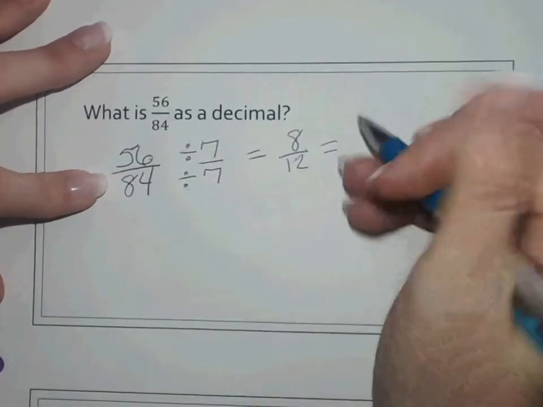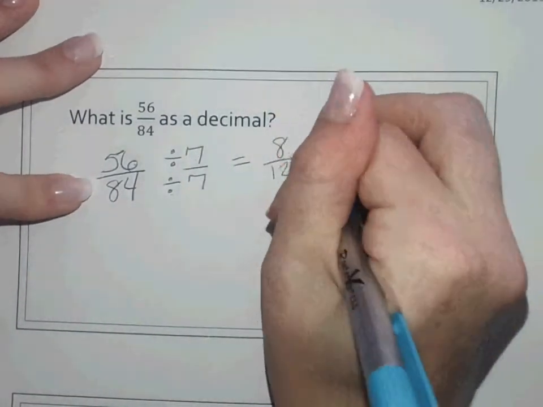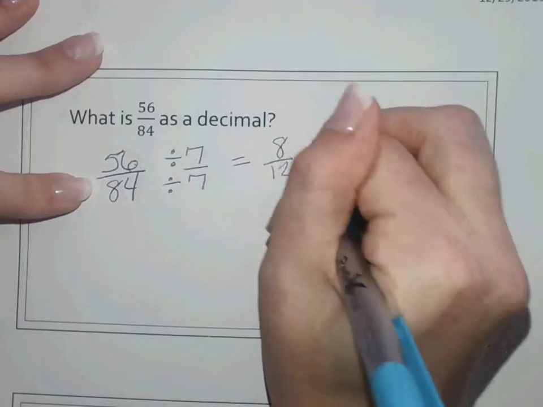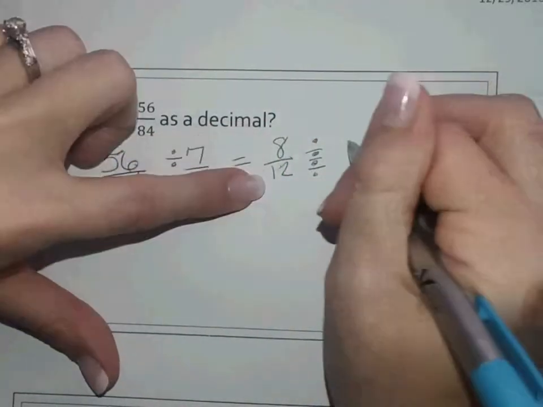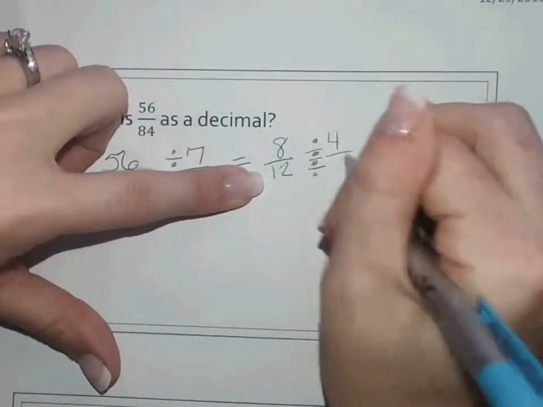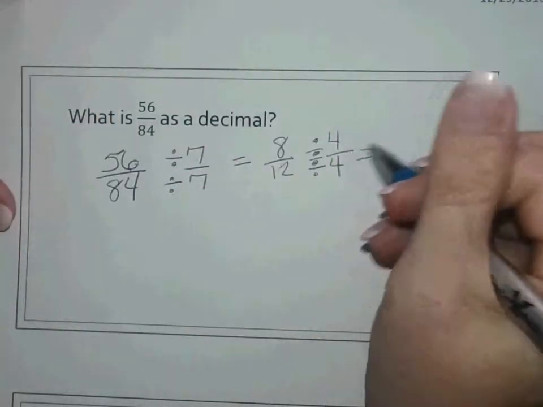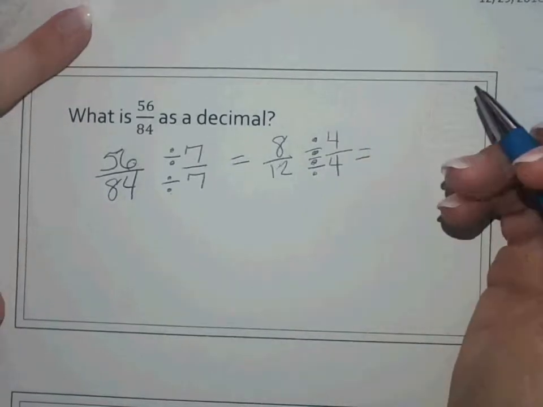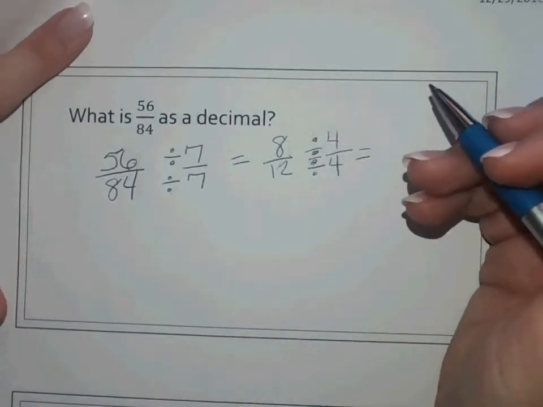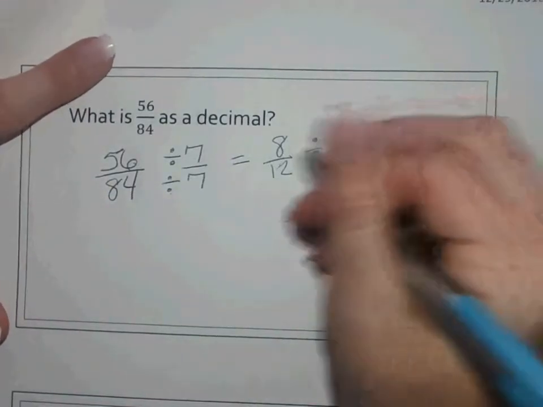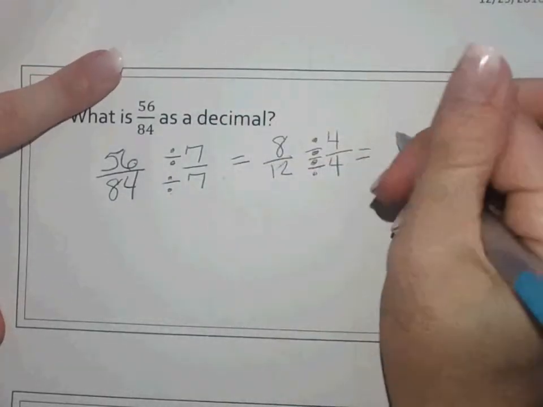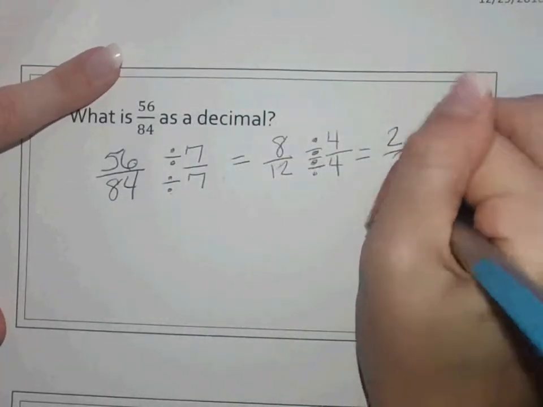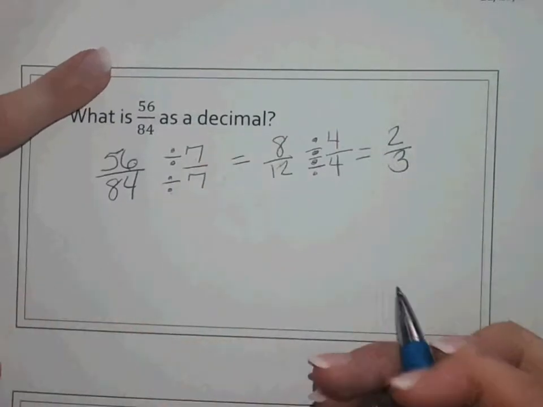So I can simplify this one more time. I'm going to divide them both by 4. Okay, if I had thought about it, I could have divided both of these by 28, but doing it in separate steps is fine too. But I get 2/3. Now I want to write 2/3 as a decimal.